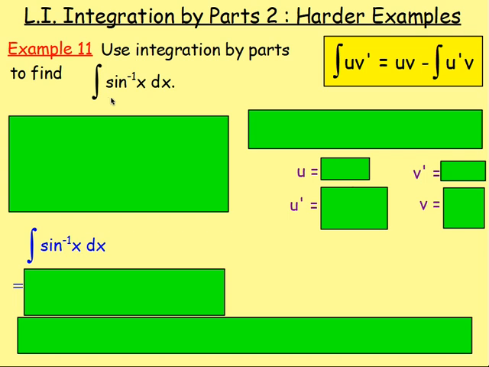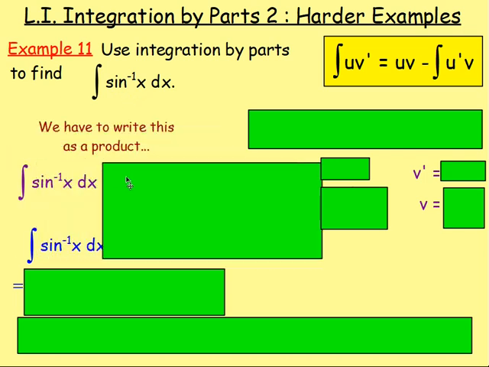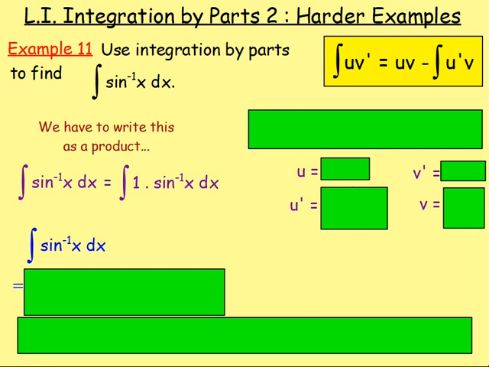So how could we write this? What could we do? Perfect. Sine to the minus 1 of x you can write as a product by writing the integral of 1 times sine to the minus 1 of x. It's as simple as that. Now we've got a product. It's 1 times sine to the minus 1 of x.